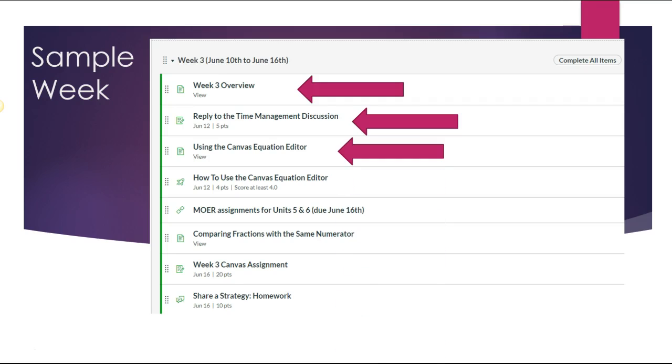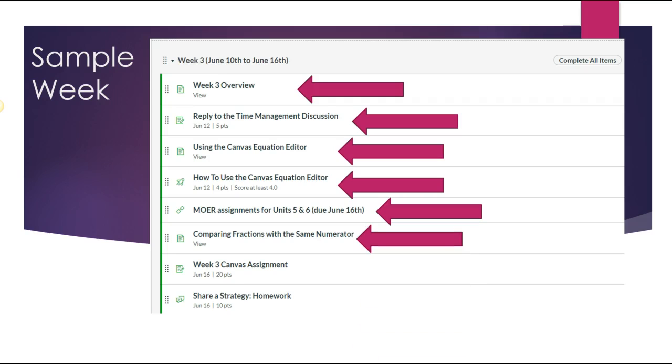Then you see we have a content page to view. This content page is going to teach us how to use the Canvas equation editor, which we will be using for the online exams. After the content page, we have a quick quiz to make sure that we know how to use the Canvas equation editor. We then have a link to remind us that we have our MORE assignments due for Units 5 and Unit 6. By clicking on that link, you will go directly to the MORE website.